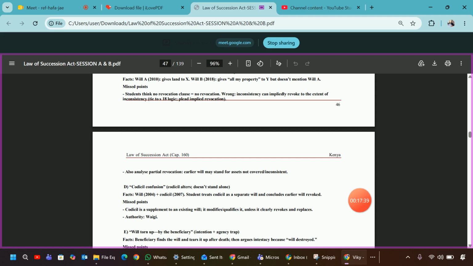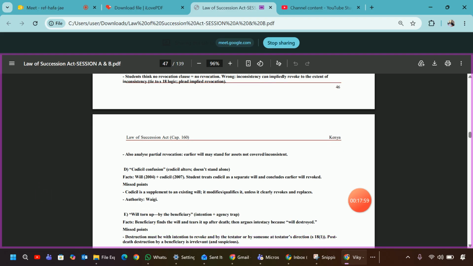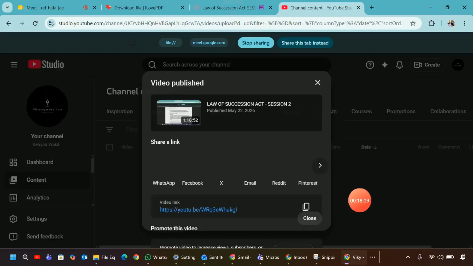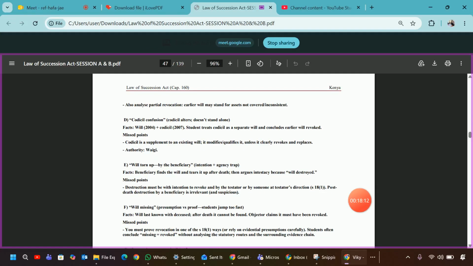So D, codicil confusion. A codicil alters but does not stand alone. So a will was made in 2014 and a codicil was made in 2017. Students treat the codicil as a separate will and conclude the earlier will was revoked. The missed point is that a codicil is a supplement to an existing will. It merely modifies and qualifies it, unless it clearly revokes and replaces it.